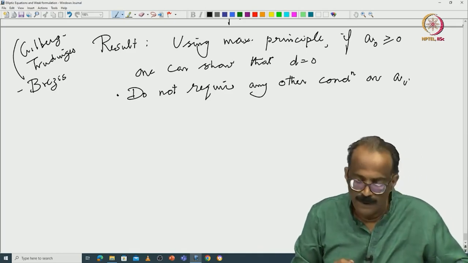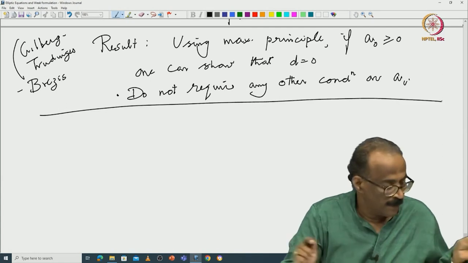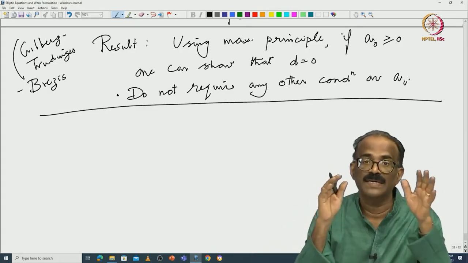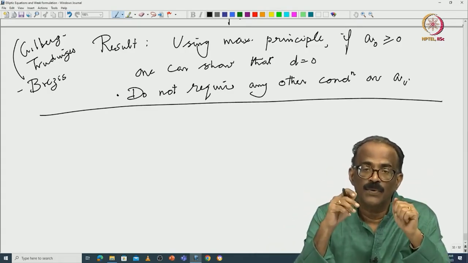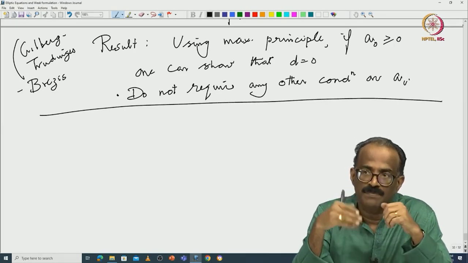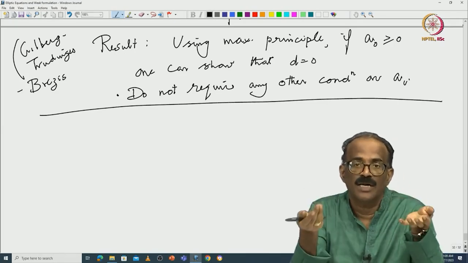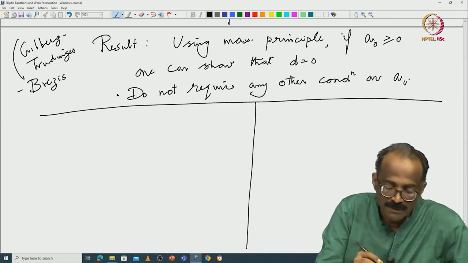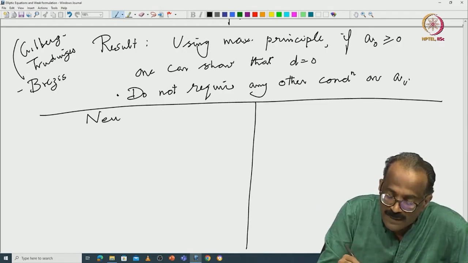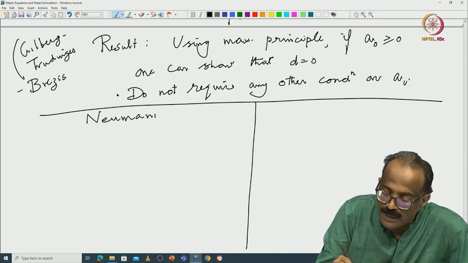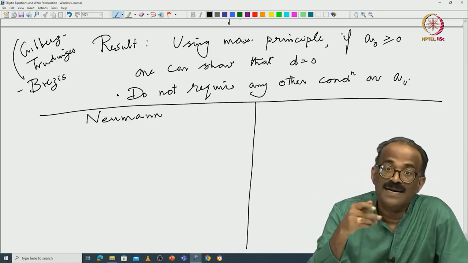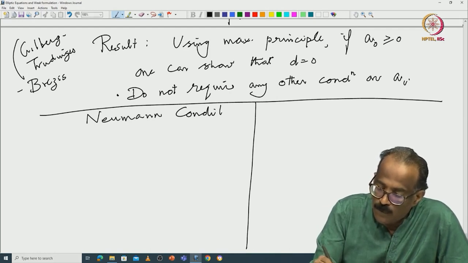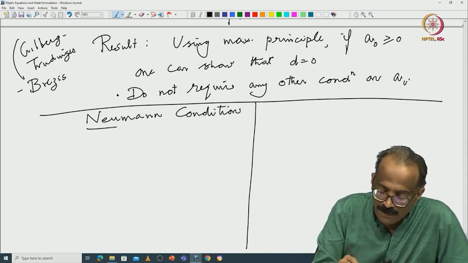So the next step is, what we have discussed was about the elliptic PDE equations with the Dirichlet boundary conditions. Now let's go to the Neumann condition. I will do it for the Laplacian. Of course, you can also work out the general L naught equation with the Neumann condition. So let me do some results with the Neumann.